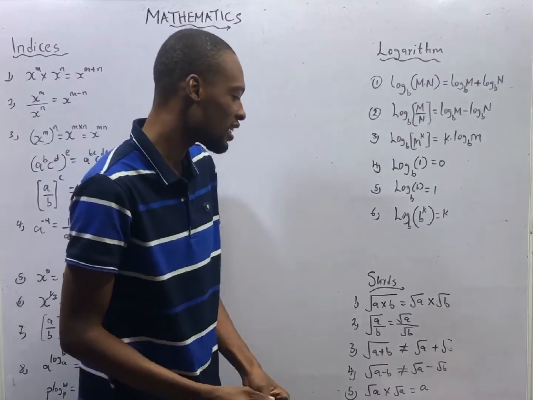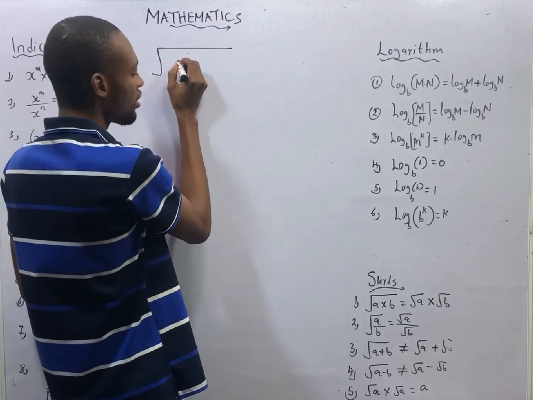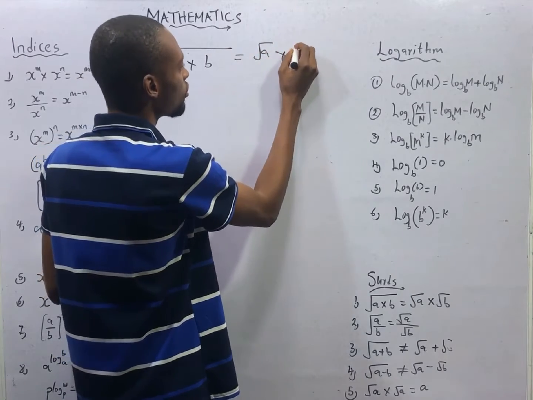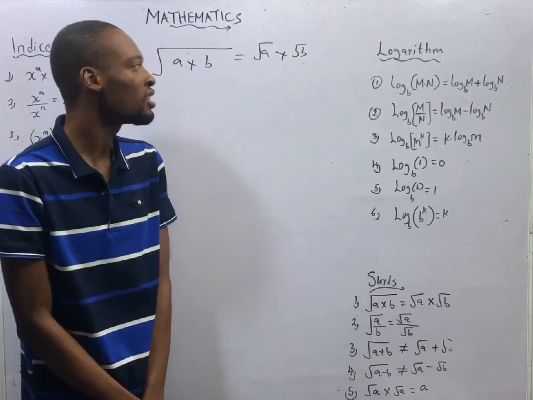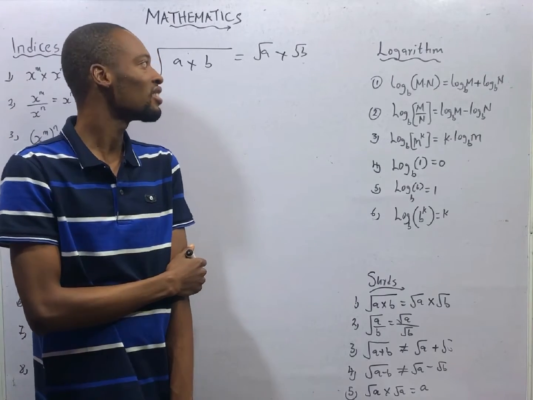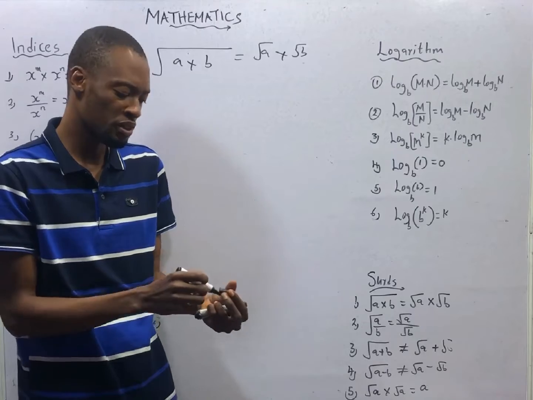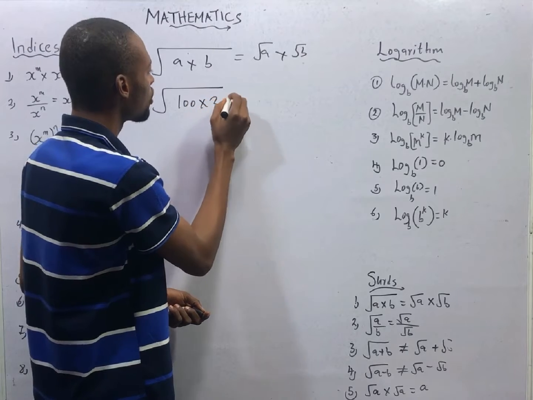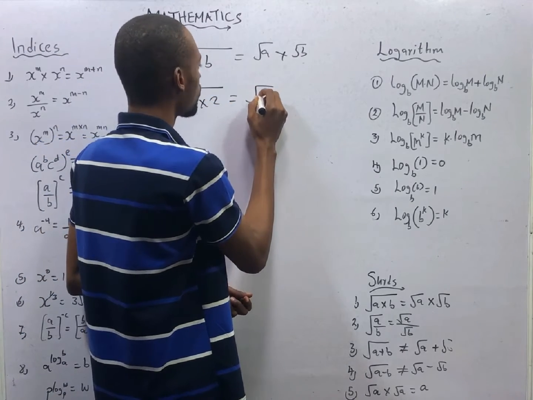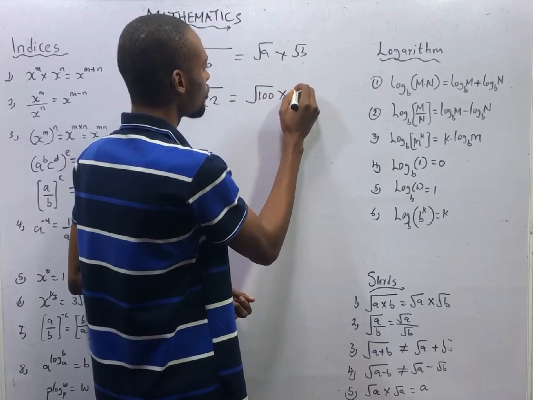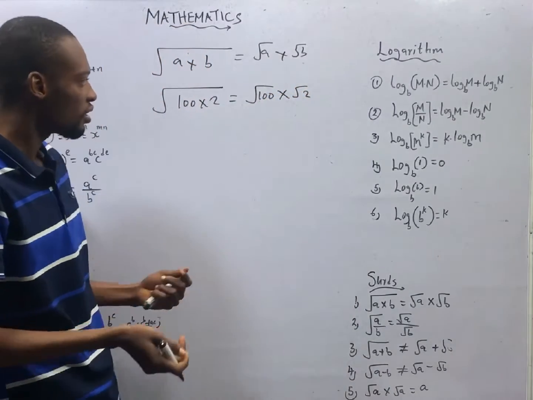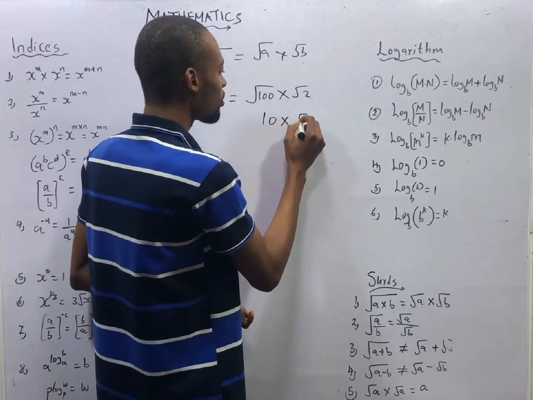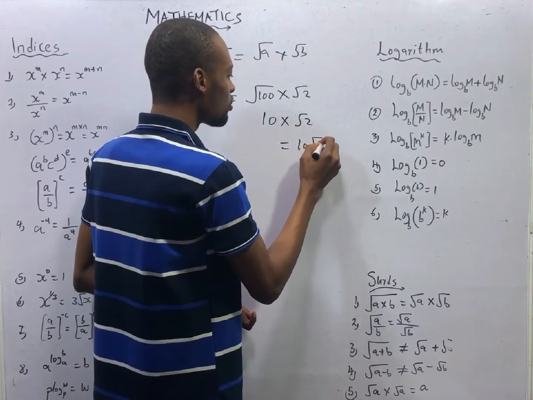The first law of surds says that if you have a times b, the square root of a times b is equal to root a times root b. Which means if I have the square root of 100 times 2, this is the same thing as the square root of 100 times the square root of 2. The square root of 100 is 10. So this is the same thing as 10 times root 2. This is equal to 10 root 2.